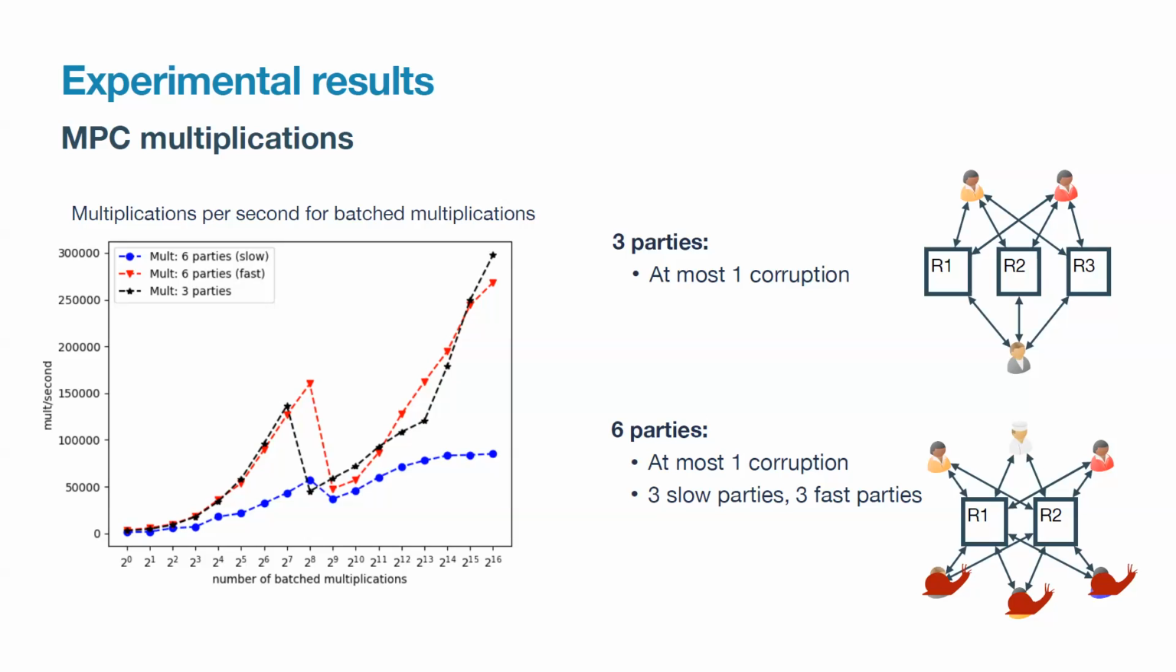And indeed, what we can see is that the 3 fast parties in the 6-party protocol do approximately the same number of multiplications per second as the 3 parties in the 3-party protocol, while the 3 slower parties are noticeably slower. And for the larger number of batched messages, we can do around 270K multiplications per second. And this is not a specially optimized implementation. So we estimate that if we were to optimize our implementation, we could probably get something around a few million multiplications per second.